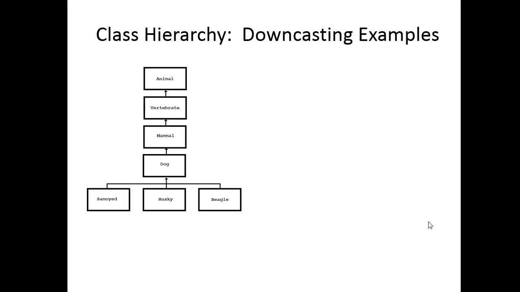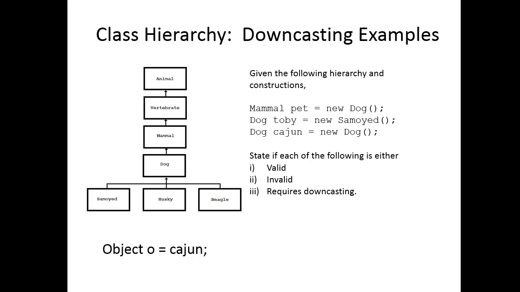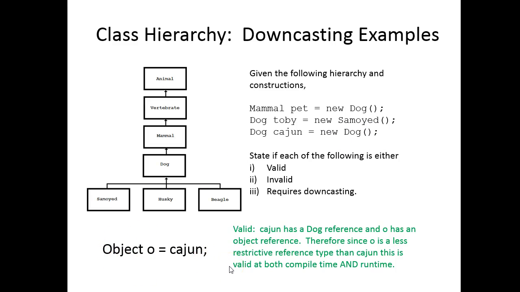Now let's look at some downcasting examples. Let's imagine that we have this code, and we want to state if each of the following is valid, invalid, or requires downcasting. Object O equals cajun. If I look here, cajun is a Dog reference, and it is a Dog object. Therefore, since Object is a more generic type than Dog, this line is valid.